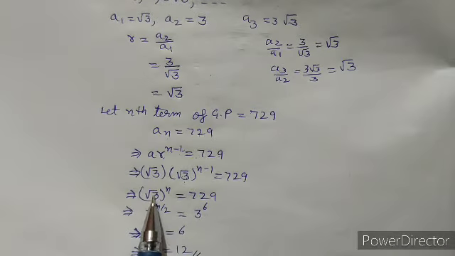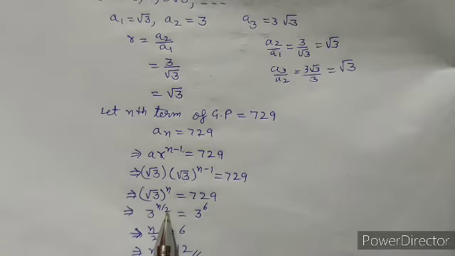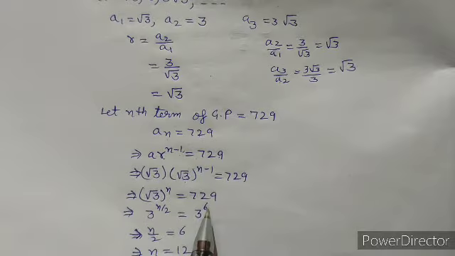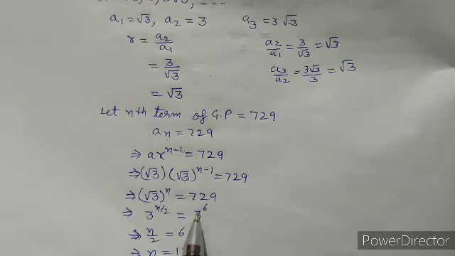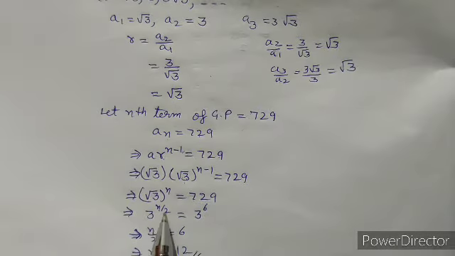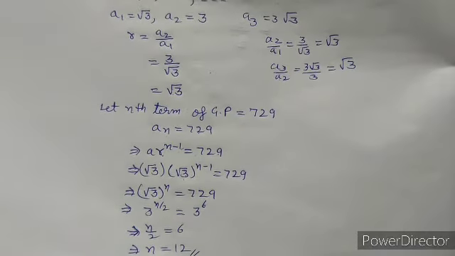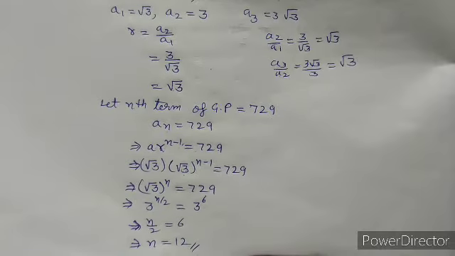Now root 3 raised to power n can be written as 3 raised to power n by 2, and that will be equal to 3 raised to power 6. Now 729 can be written as 3 raised to power 6. Here bases are same, so powers will be same. So we can say n by 2 will be equal to 6, and that will give us n equal to 12. So we can say that 729 is the 12th term of the GP.